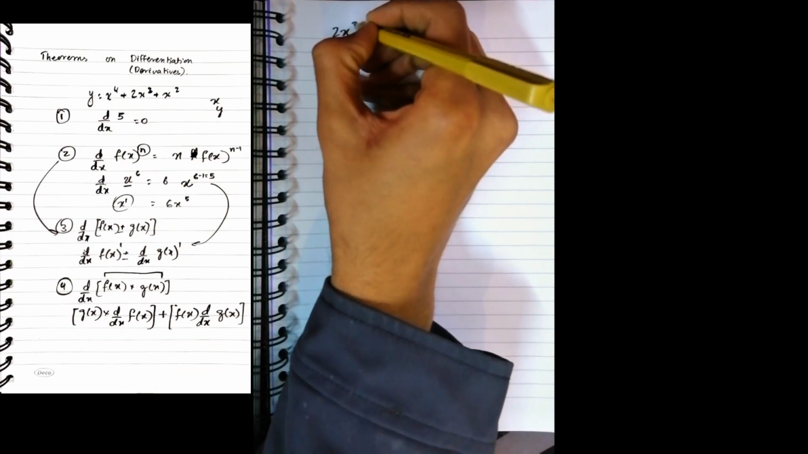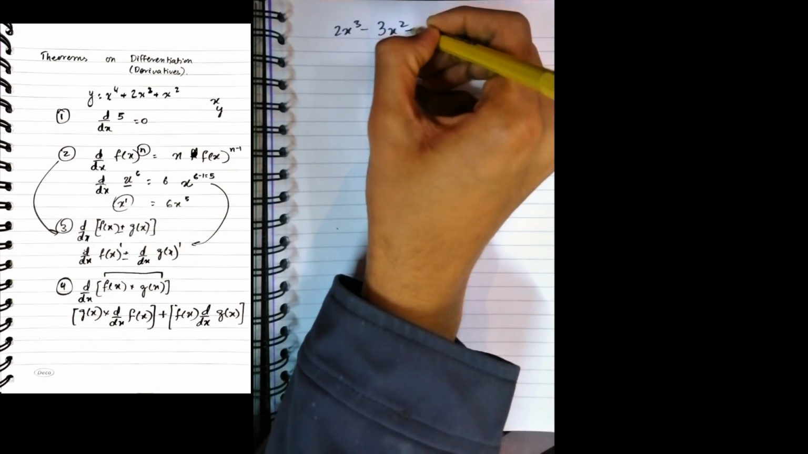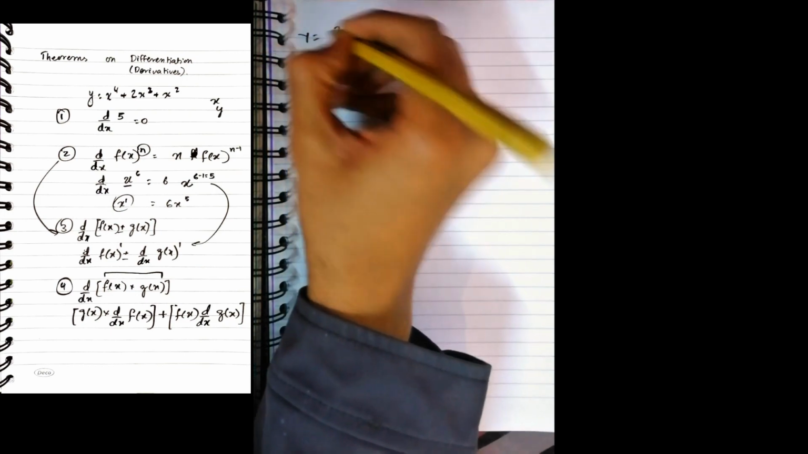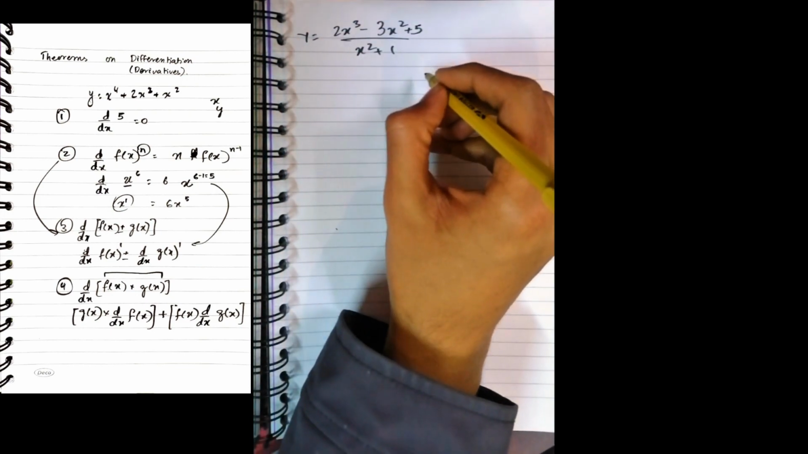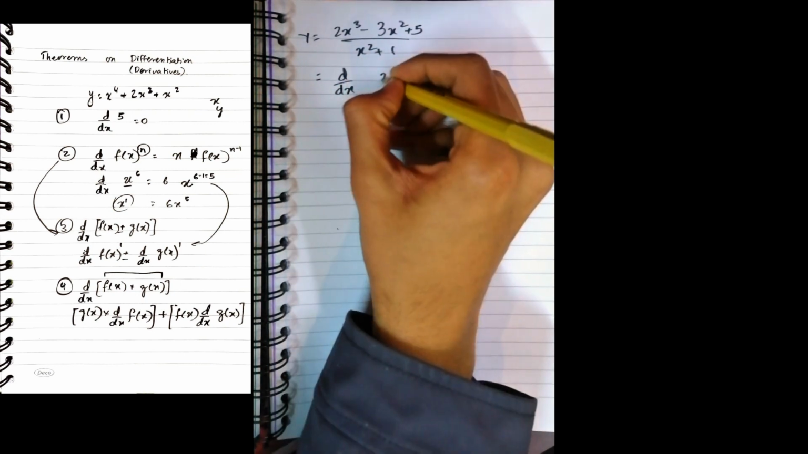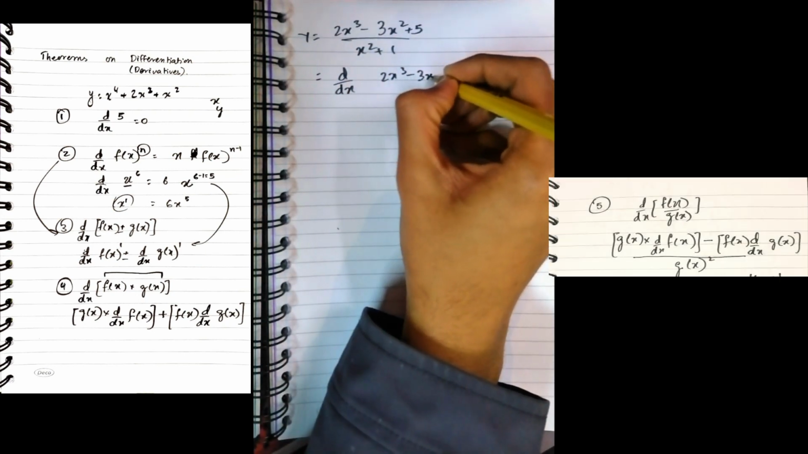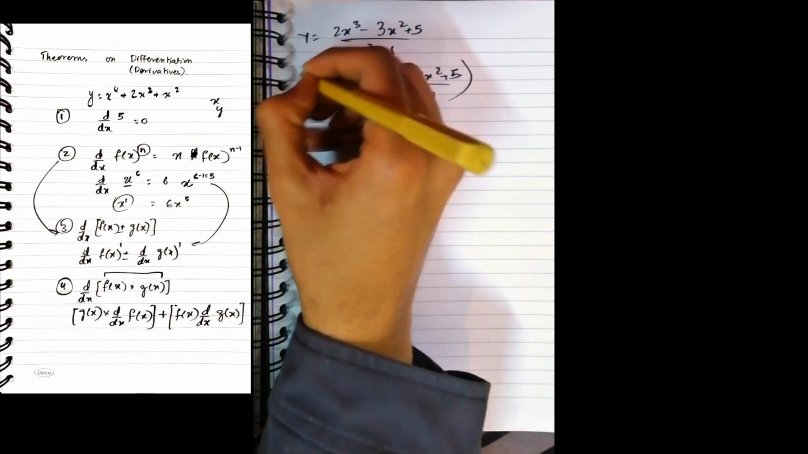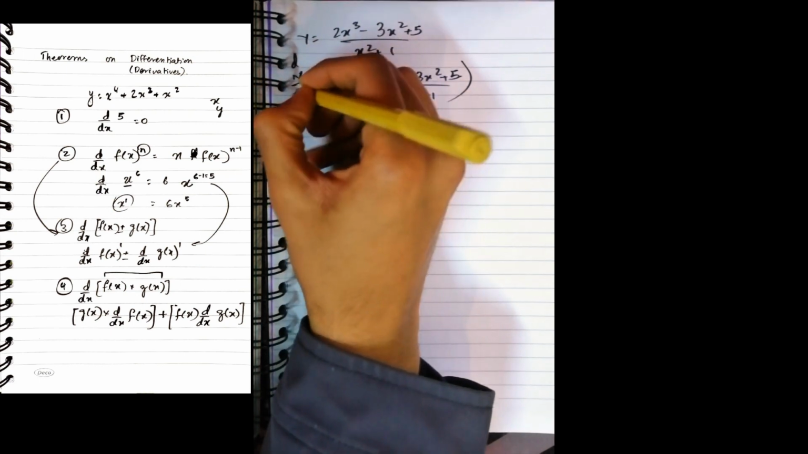So here I have another question, and it is actually much simpler than the previous one. We have to find the derivative of this thing with respect to x. You can see that this is simple division, so I can apply the derivatives right away. (2x cubed minus 3x squared plus 5) divided by (x squared plus 1). This is the entire term, d by dx.